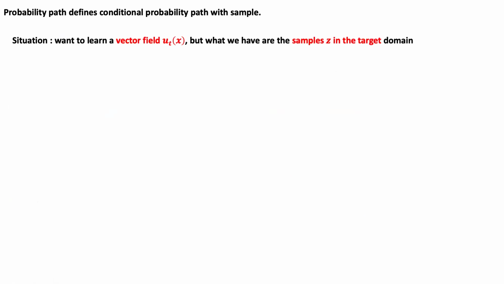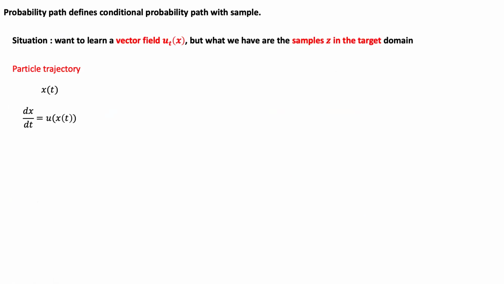So how do we incorporate samples into our target vector field? We use the philosophy I just explained. The situation is as follows again: we want to learn a vector field, but what we only have are samples from the target field, sample Z.